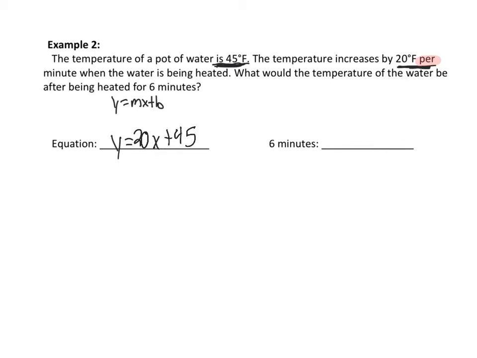I'm going to give you some little notes that we need to write down just to help you remember. M would be the per, the each, or every. The thing that is changing every single time. And the B would be the starting amount.